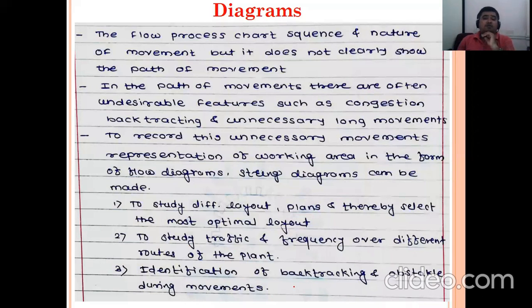Identification of backtracking and obstacles during movement. So what obstacles are coming? Let's say that the store is there, and near the store, let's say a canteen is there. More people are going to the store and there is huge traffic, or a huge rush, or huge work in the store.